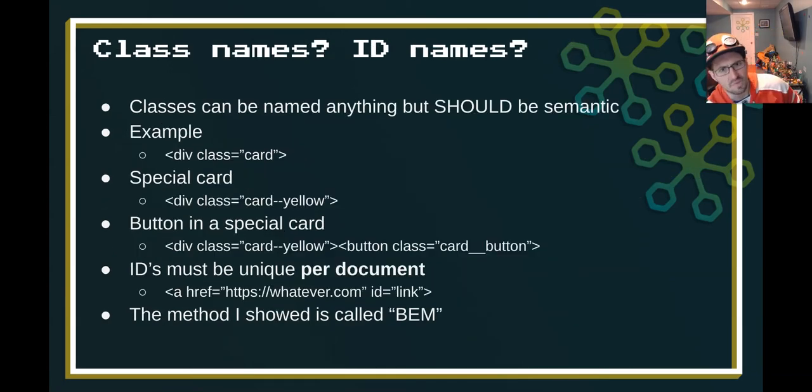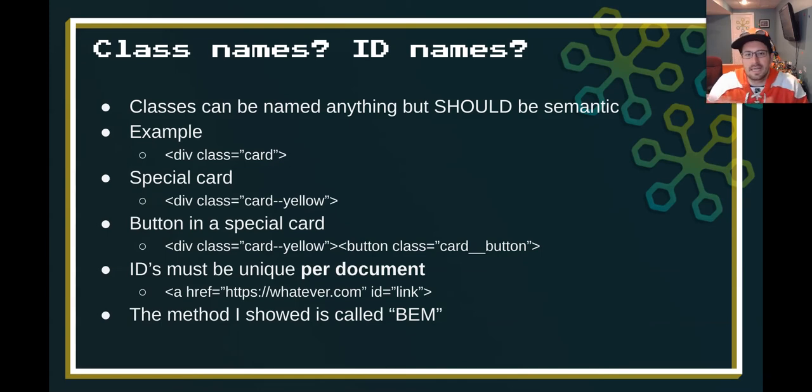So class names, ID names, classes can be named anything, but should be semantic, right? So I probably should have something like card, right? So, hey, this is a div, but on the page, I'm going to visualize it as a card of information. So I'm going to call the class card. It's not just going to be called like class W. Then special card might be something like a variation on card. Okay, I've got a card, but this one's yellow. So I'm going to name it something like card--yellow to imply it's the yellow card.